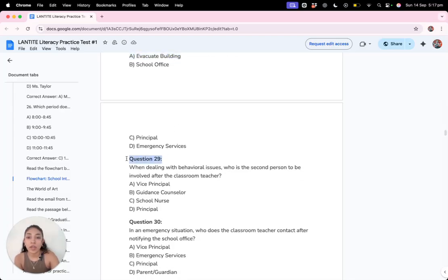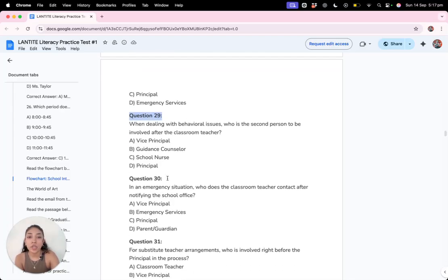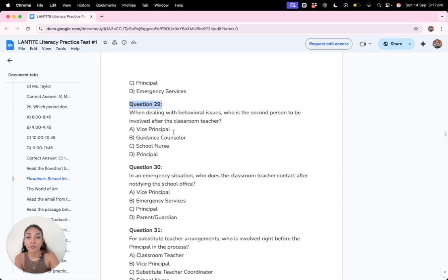And question 29, when dealing with behavioural issues, who is the second person to be involved after the classroom teacher? And when looking at the flow chart, it is the vice principal. The flow chart shows that for behavioural issues, the classroom teacher should contact the vice principal after the guidance counsellor.